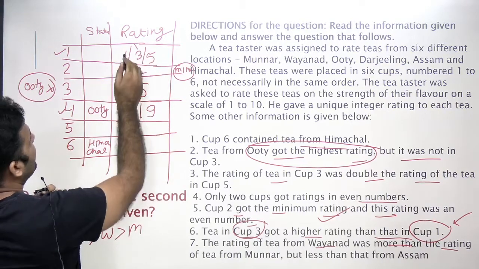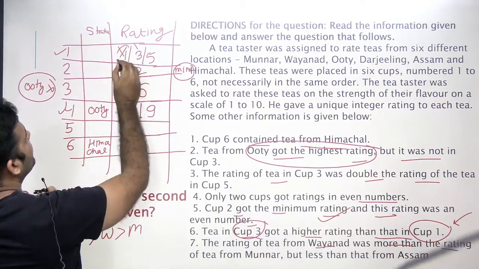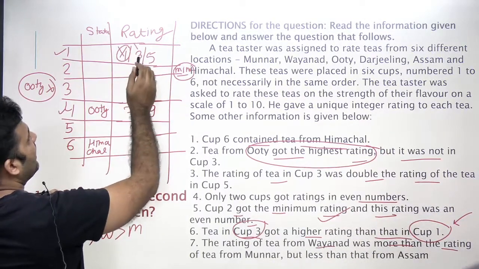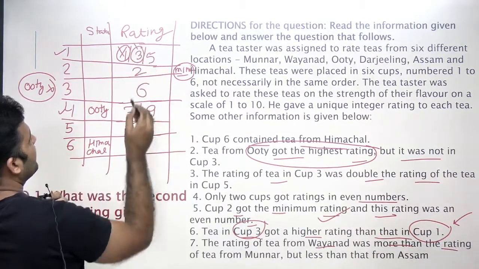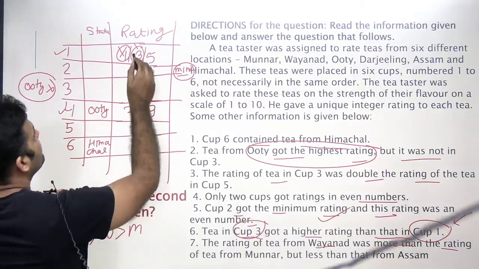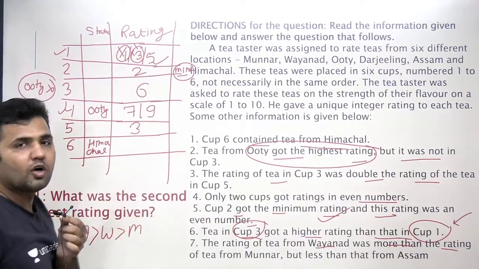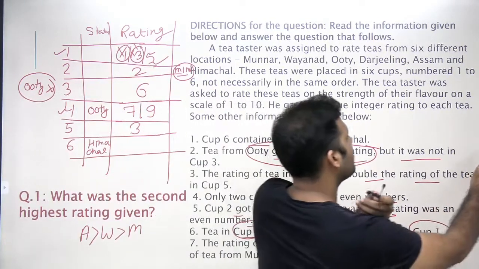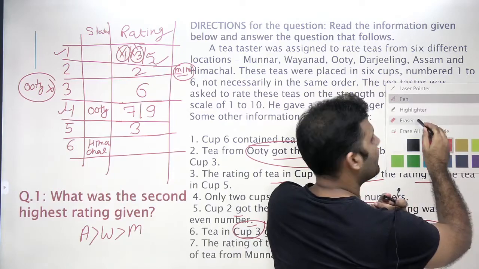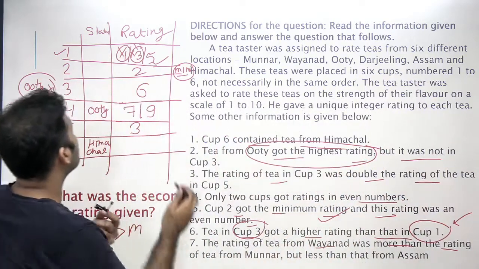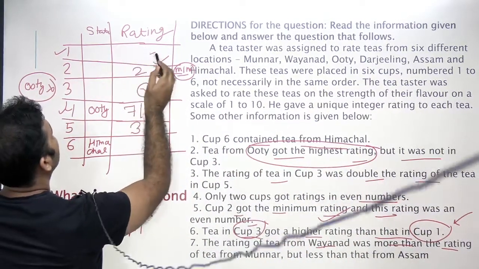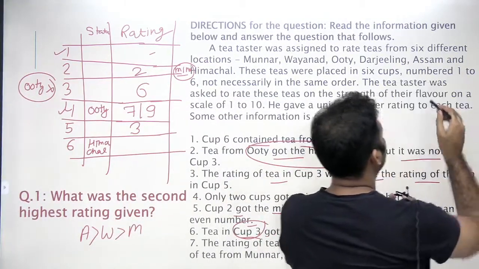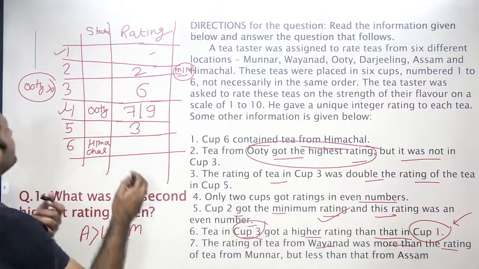Now 1 cannot come here. Why can 1 not come here? Because the minimum rating is cup number 2, so 1 is eliminated. 3 cannot come here because 3 is available here, so this is also eliminated. The only option left for cup number 1 is the rating of 5. So therefore cup number 1 will have the rating of 5, so this value will be equivalent to 5. Okay, so let's write down this value. Cup number 1 will have the rating of 5.